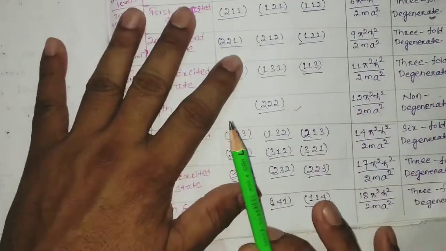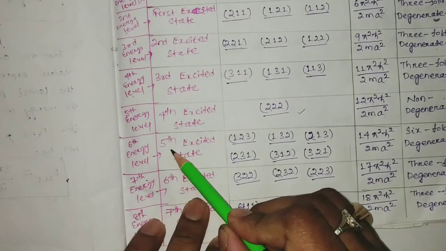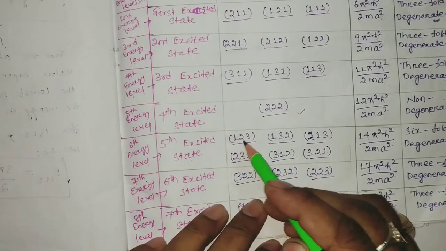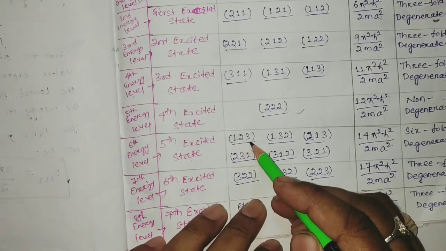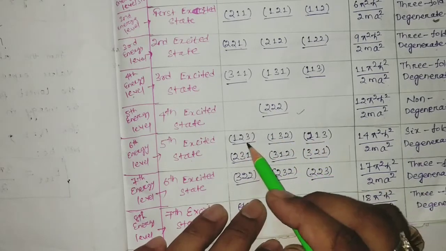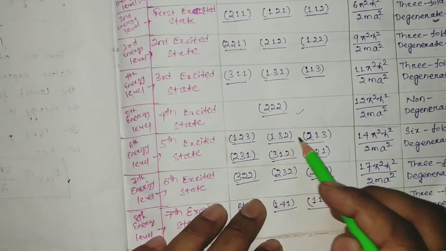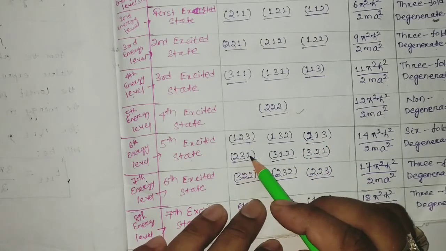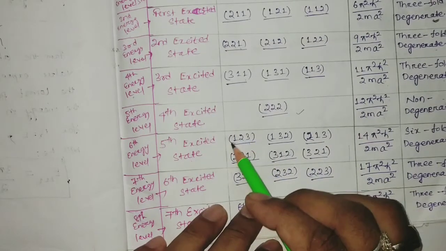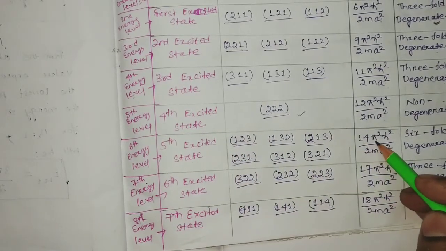The next energy level, the sixth energy level or fifth excited state, will be the 1, 2, 3 combination. So nx is 1, ny is 2 and nz is 3. This can be considered in 6 combinations. 1, 2, 3 can be considered, 1, 3, 2, 2, 1, 3, 2, 3, 1, 3, 1, 2 and 3, 2, 1 can be considered. That means if we consider any one of these 6, we get 14 pi square h cross square by 2 m a square.